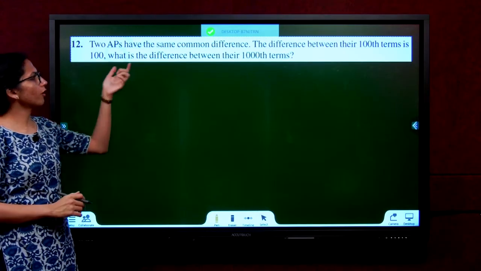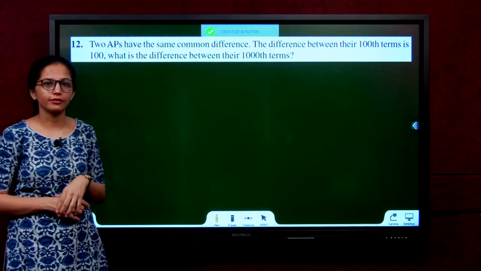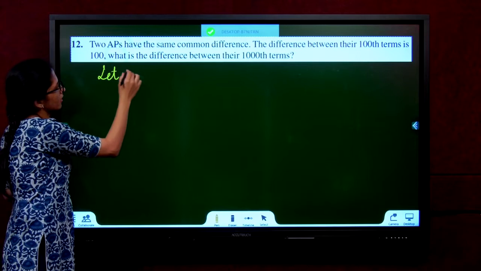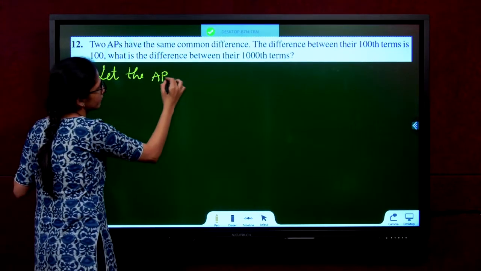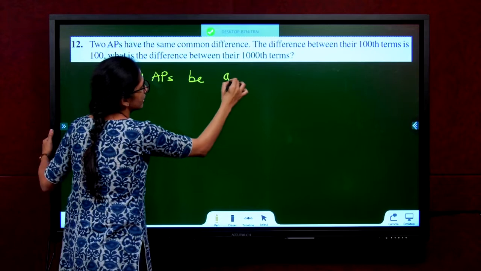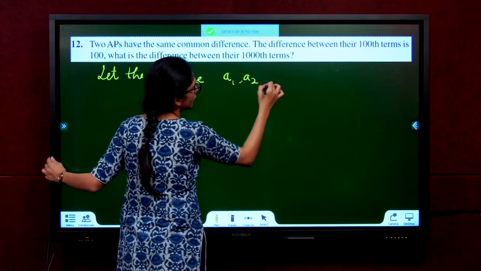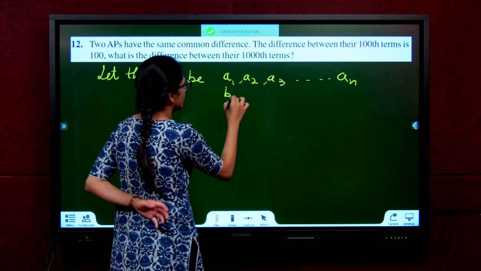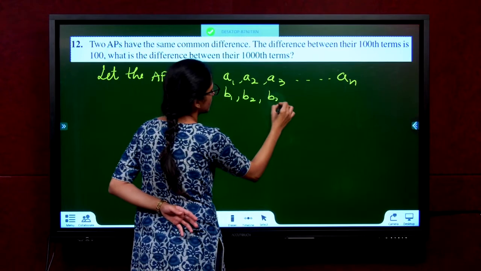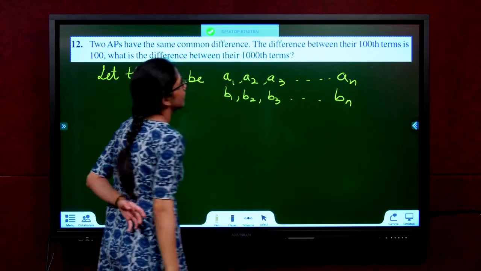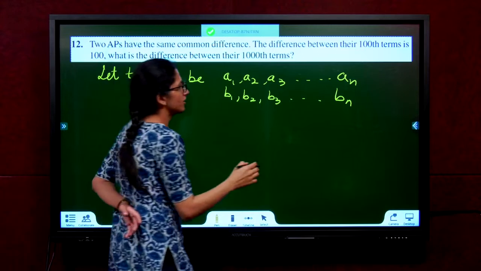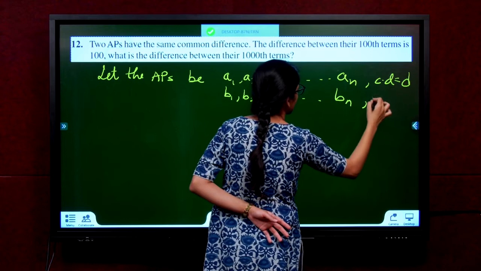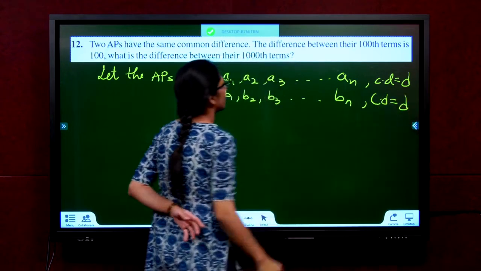Two APs have the same common difference. So let the two APs be: the first one as A1, A2, A3 up to An, and the next one as B1, B2, B3 up to Bn. Both of them have the same common difference, D.